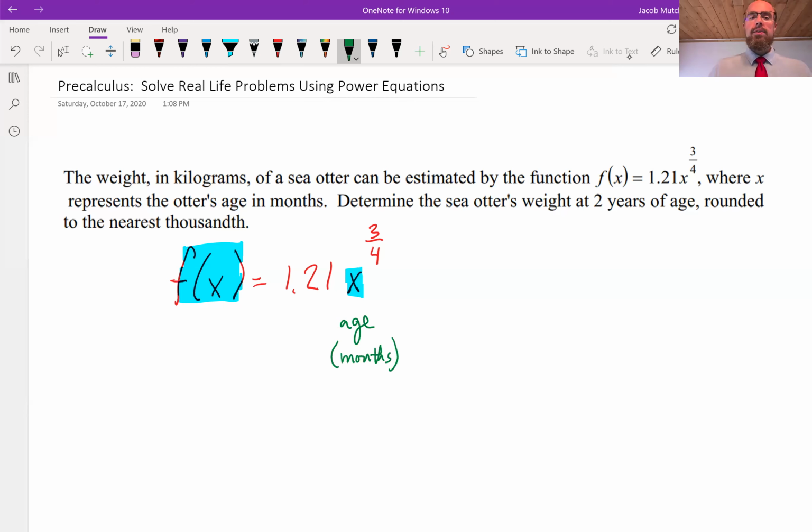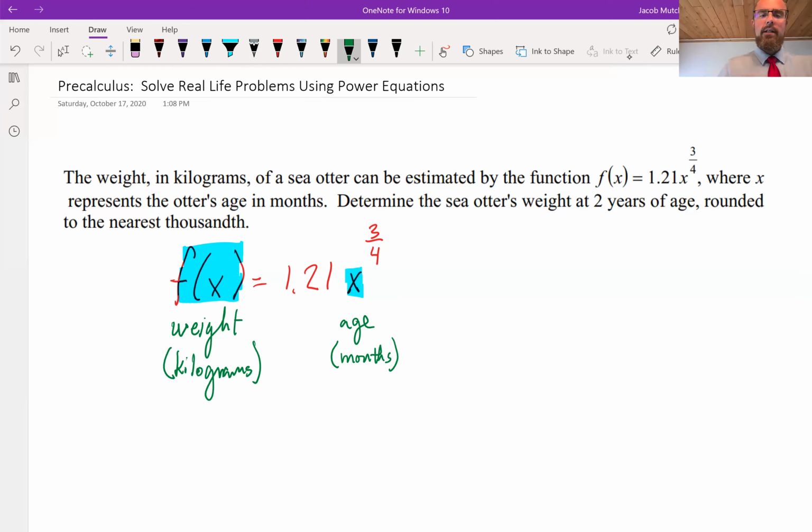The function itself is the way this question starts. The weight of a sea otter is f of x. So I'm going to put the f of x would represent the weight, and our units there are going to be kilograms.